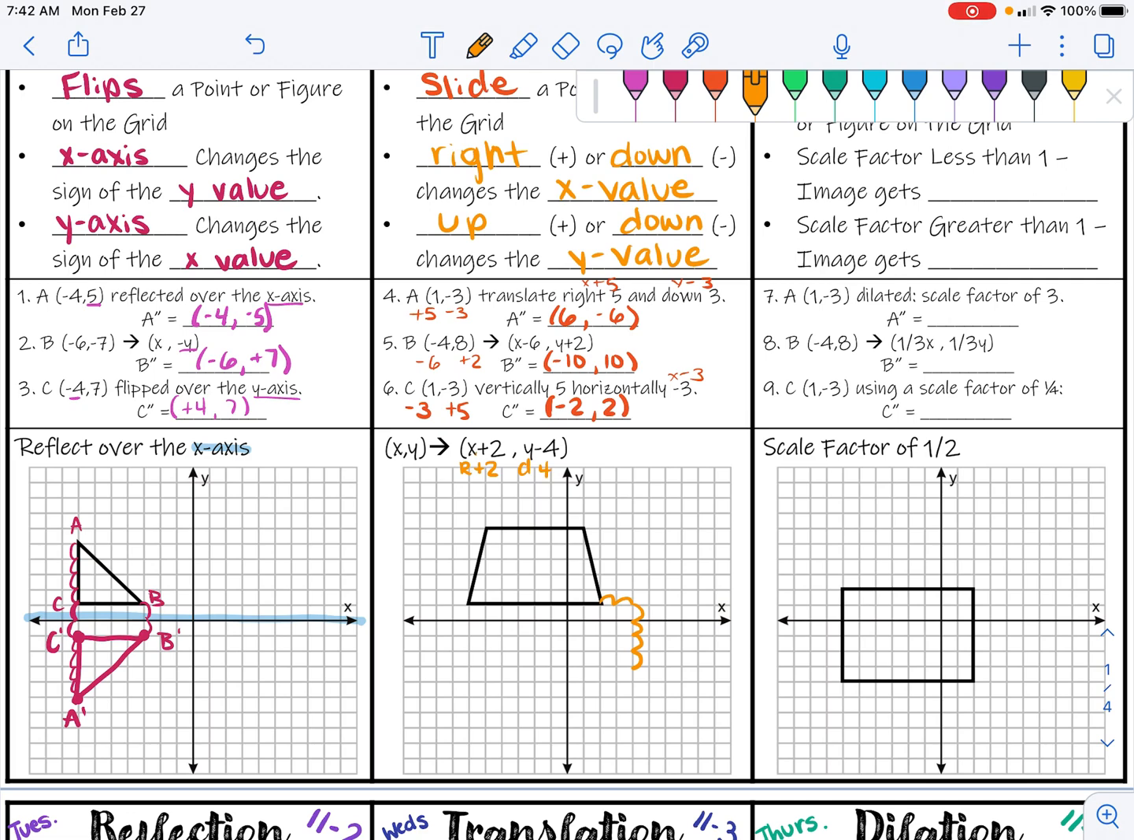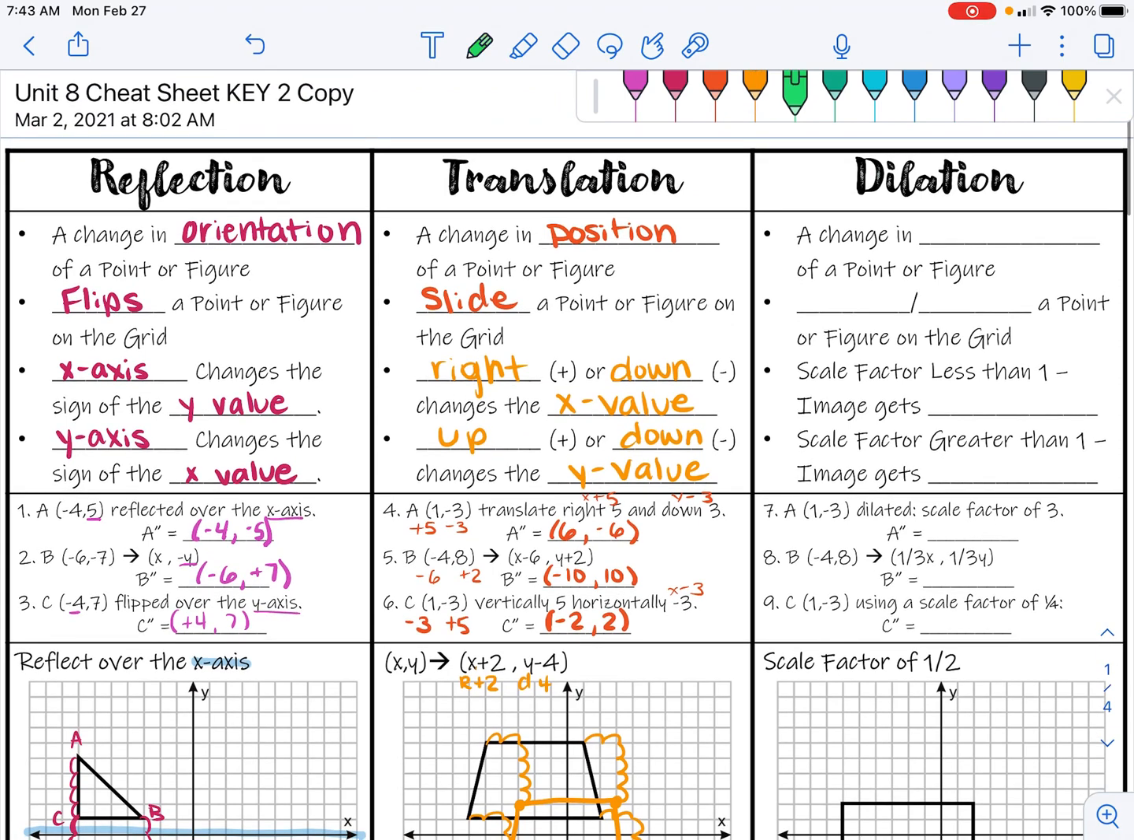All right, so we're going to do that for each one. We're going to go right 2 and down 4. And there's my new ordered pair. We're going to go right 2 and down 4. 1, 2, 3, 4. And then I'm going to go ahead and connect my dots here. And there would be my new ordered pair, or my new shape.